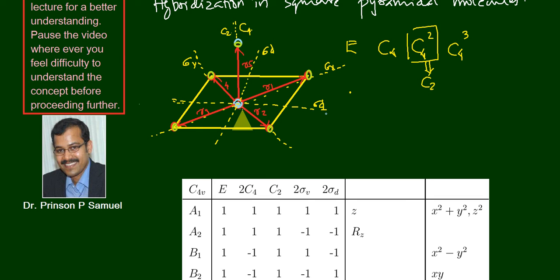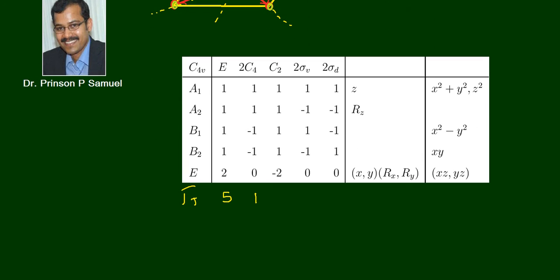Therefore, only one vector will lie in the C2 axis. Therefore, that vector alone will retain its position. All other vectors will change their position. Therefore, the character corresponding to C2 is also equal to 1. And what about sigma v? Sigma v, the vertical planes.